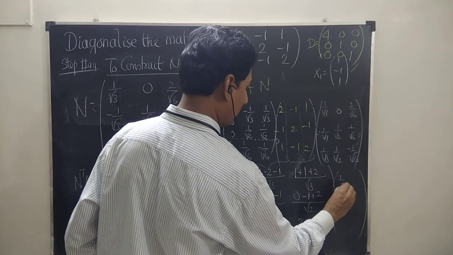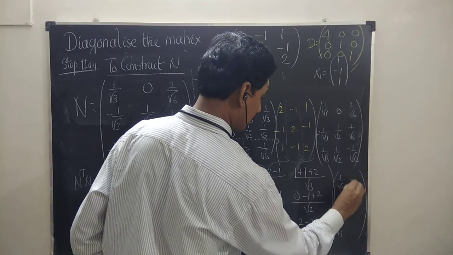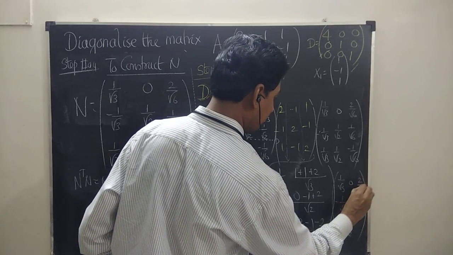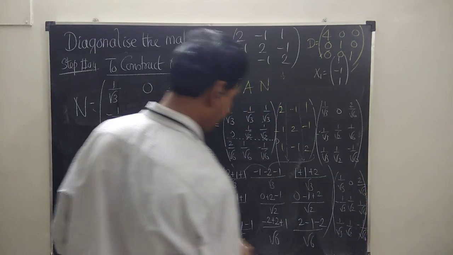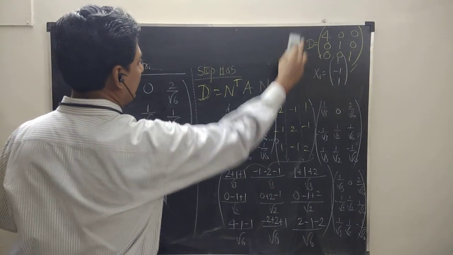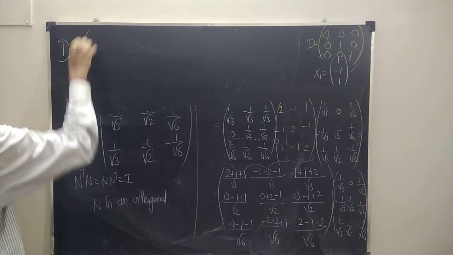Then n is already there: 1 by root 3, minus 1 by root 3, 1 by root 3, 0, 1 by root 2, 1 by root 2, 2 by root 6, 1 by root 6, minus 1 by root 6. Let us simplify this first, then we can multiply with the n matrix. Let us see, what's the d? First simplify this.